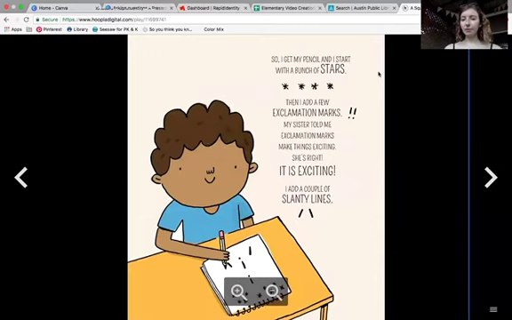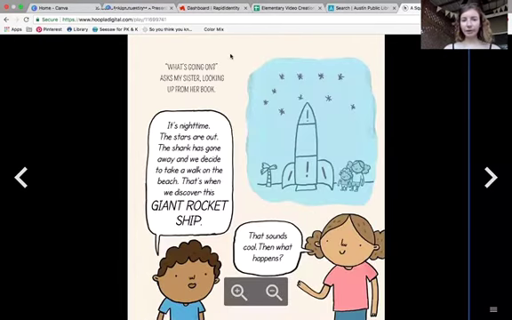So I get my pencil and I start with a bunch of stars. Then I add a few exclamation marks. My sister told me exclamation marks make things exciting. She's right, it is exciting. I add a couple of slanty lines. What's going on? Asks my sister, looking up from her book. It's nighttime, the stars are out. The shark has gone away and we decided to take a walk on the beach. That's when we discovered this giant rocket ship.